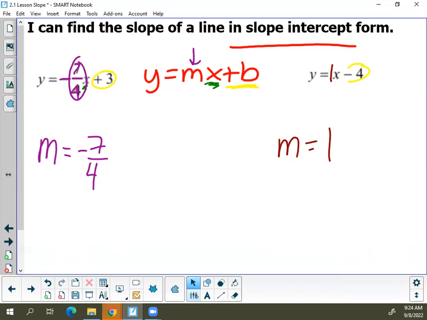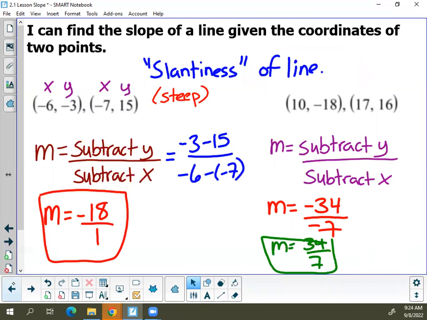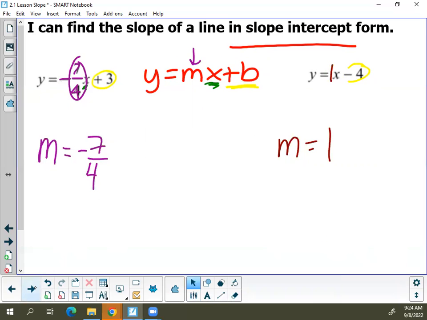It's always just the number in front of x. X is not part of the slope. As you can see in these examples and in the first two examples, x was not included in my answer when I said this is what the slope is. And so when we're pulling the slope out of the equation of a line, it's just the number in front of x. X is not included in our slope.